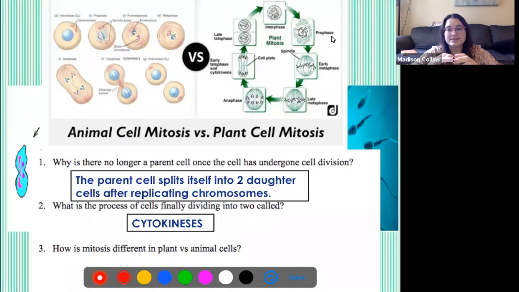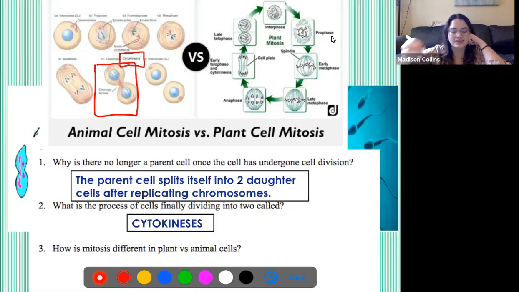So in anaphase, the chromosomes have already pulled apart to the other sides, but in telophase, you can see right here, the cell is kind of stuck in this cleaved motion where they're still connected, they're separate, but they're still connected in the middle. And that is where we get this process of cytokinesis.